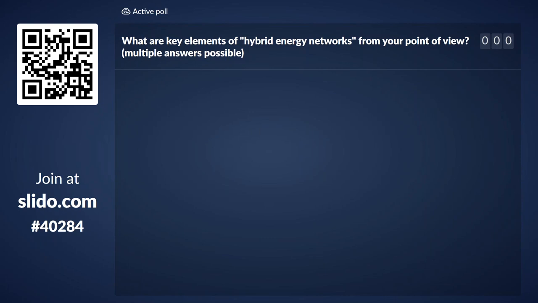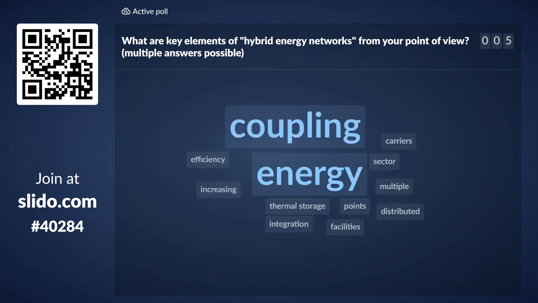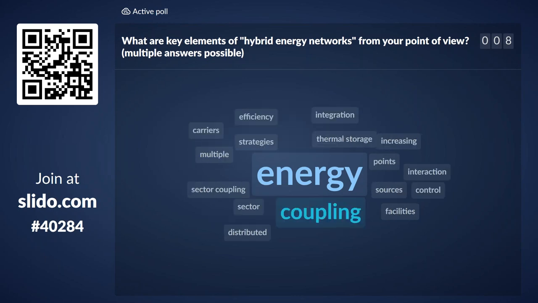I don't see anyone participating now. I hope you are able to join. If you have any difficulties joining the Slido questionnaire, oh yeah, here it's coming. And what we see here is a word cloud coming. So the word cloud actually takes the words that are mentioned several times and makes them larger proportional to the number they have been mentioned.